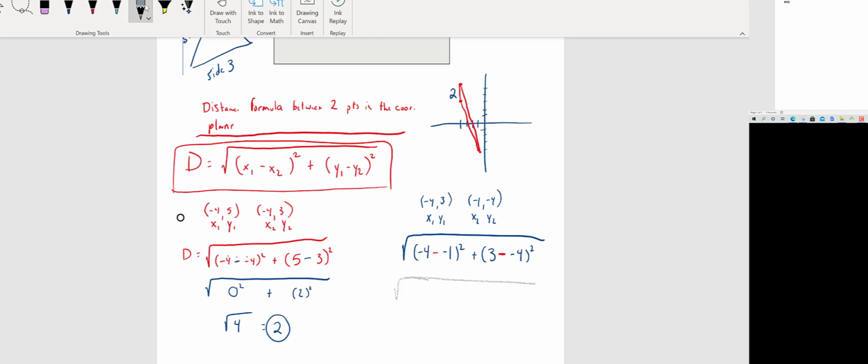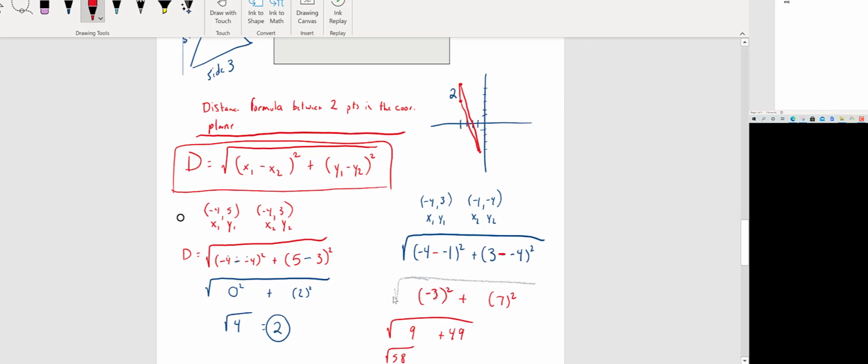Negative 4 minus negative 1 is negative 3 squared. That's a horrible, horrible pen. Negative 3 squared plus 3 minus negative 4 is 7. Negative 3 squared is 9. 7 squared is 49. 9 plus 49 is 58.